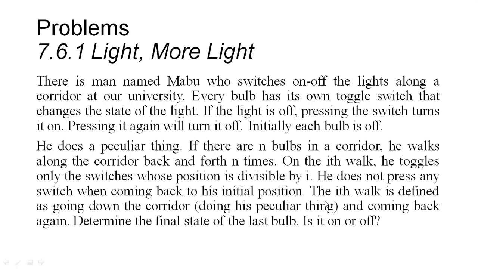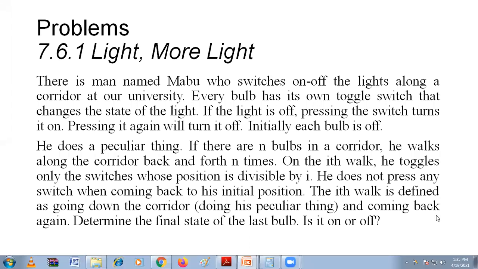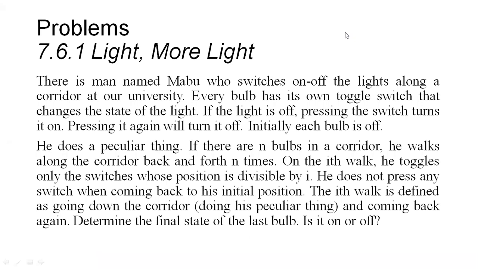So this is the problem statement. The ith walk is defined as going down the corridor, doing his particular thing, and coming back again, determining the final state of the last bulb. The walk might be the fifth walk, sixth walk, seventh walk, eighth walk, any walk, but if there are n light bulbs, what is the position of the last bulb that you have to identify? What will be the solution for that? Can anyone put it into the chat box? Because if everyone speaks, it would be difficult for me to understand.